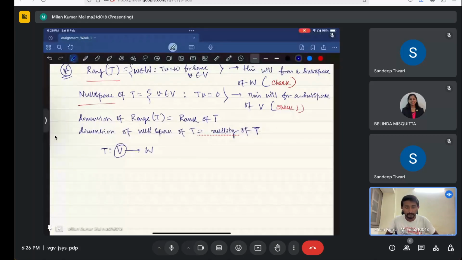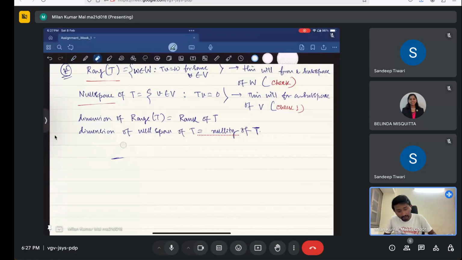If we consider V is itself finite dimensional, then the null space of T will also be finite dimensional. But if V is infinite dimensional, in that case also the range of T can be finite dimensional and the null space of T can also be finite dimensional. But in that case, range space and null space both can't be finite dimensional simultaneously. So there is a very useful theorem.